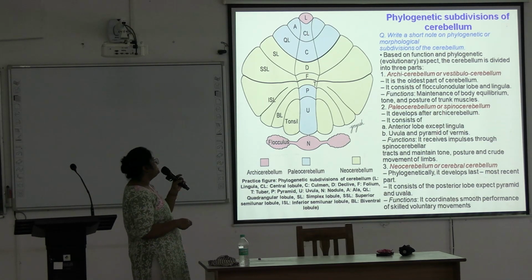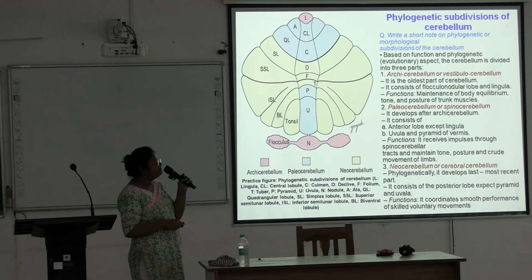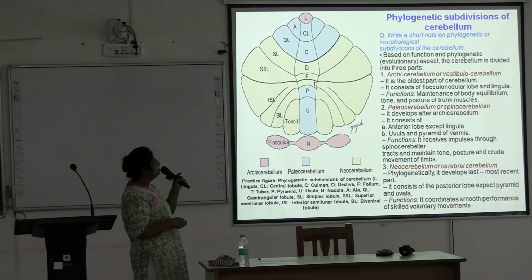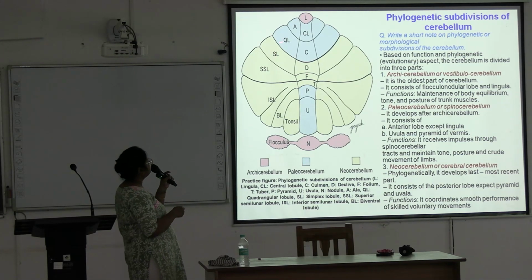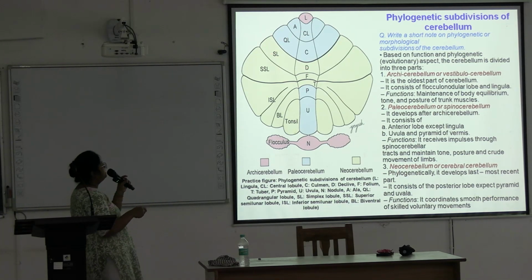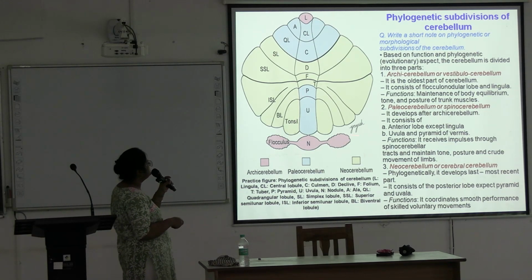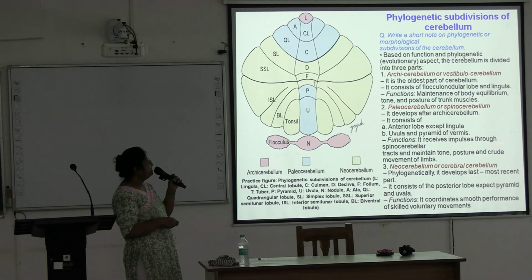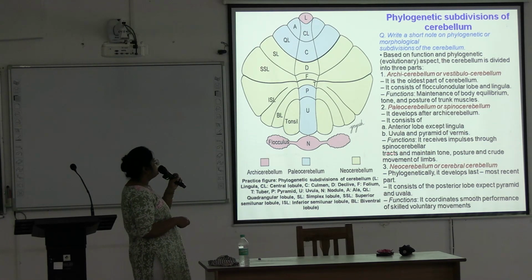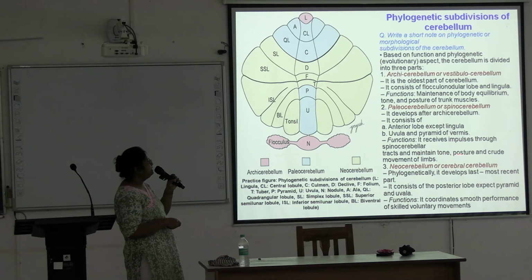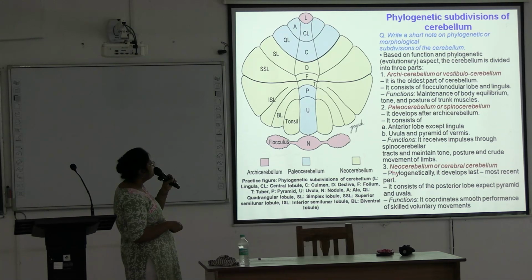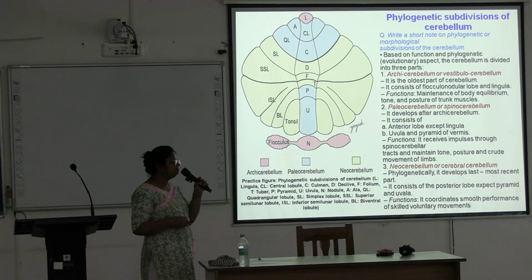Okay. Next is the paleocerebellum or spinocerebellum. It develops after the archicerebellum and consists of the anterior lobe except the lingula. Here, this part, the anterior lobe in front of this fissura prima except the lingula, and this pyramid and uvula of the vermis. What is the function? It receives impulses through the spinocerebellar tracts and maintains the tone, posture and crude movements of the limbs. So this is the function of the paleocerebellum or spinocerebellum.